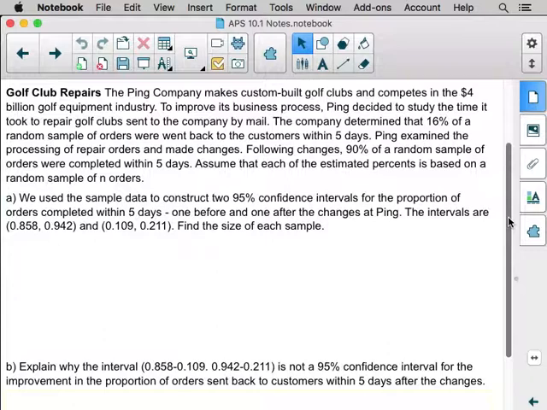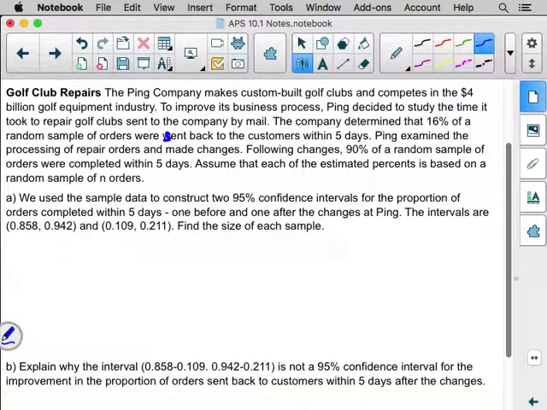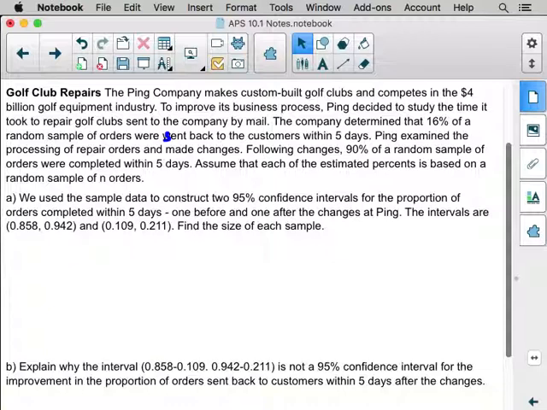The Ping company makes custom built golf clubs and competes in the $4 billion golf equipment industry. To improve its business process, Ping decides to study the time it takes to repair golf clubs sent to the company by mail. The company determined that 16% of a random sample of orders were sent back to the customer within 5 days. Ping examined the processing of repair orders and made changes.